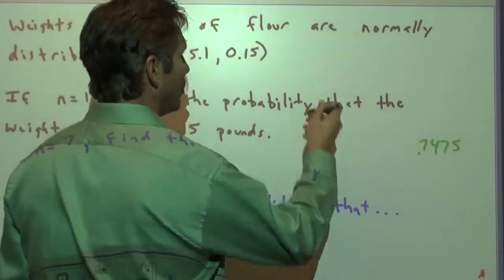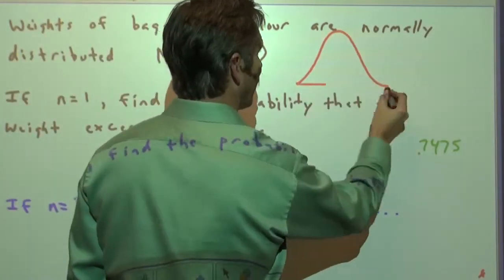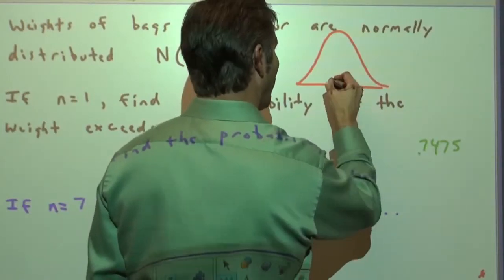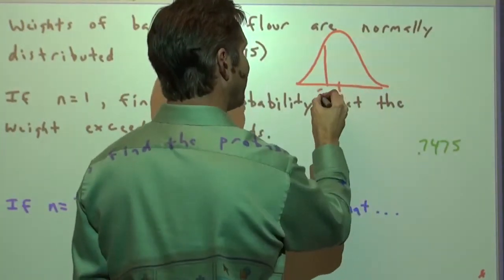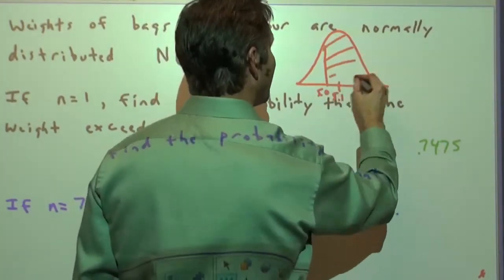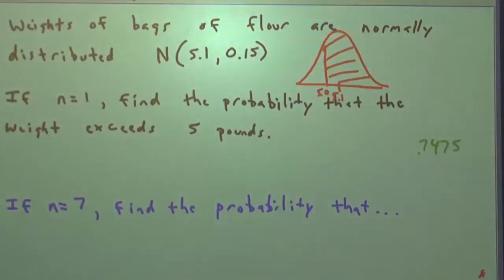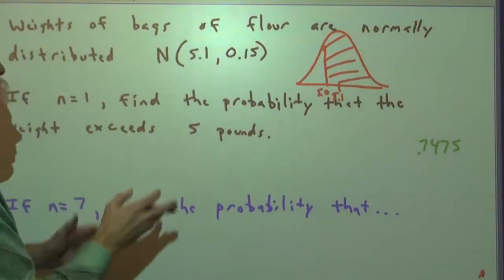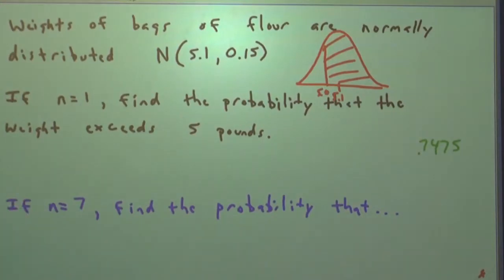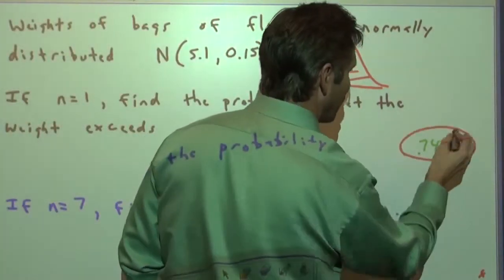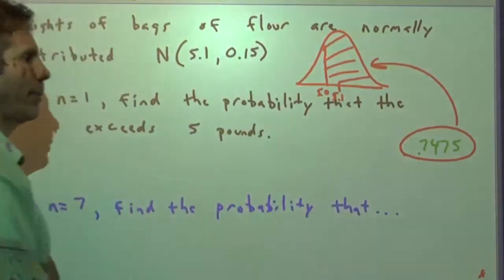Now remember what we used to do? We'd say, hey, let's draw the normal curve. Let's put the mean of 5.1 here. We're going to go down here and find where exactly 5 pounds is, and we find the area above that. So it's good for us to picture a normal distribution to get a feel for the probability that we're going to find. Turns out if we use normal CDF, this is that probability right there.